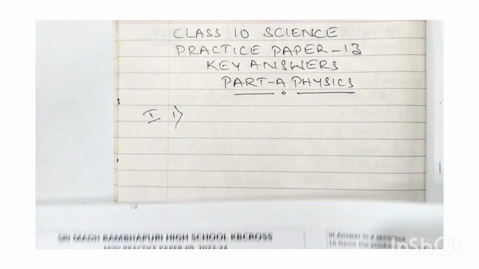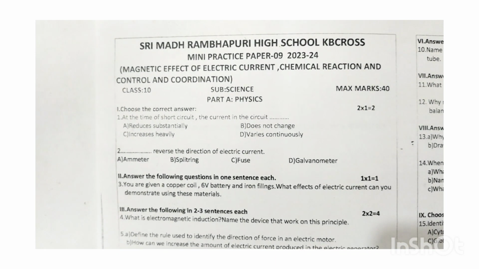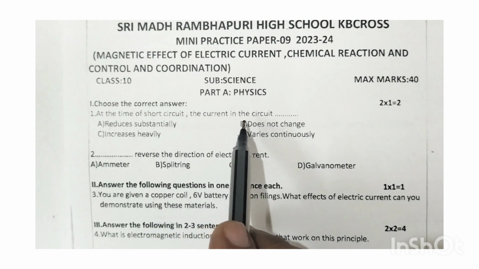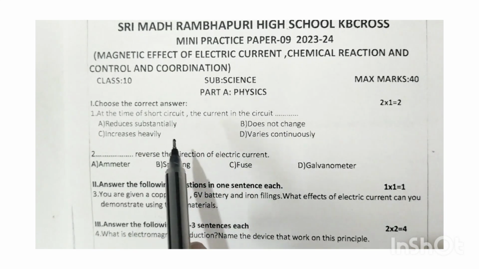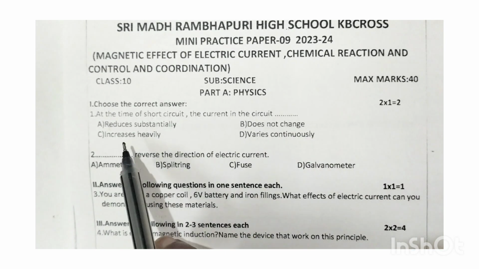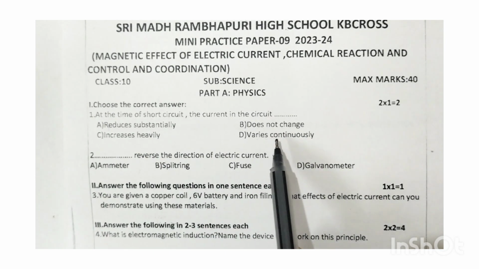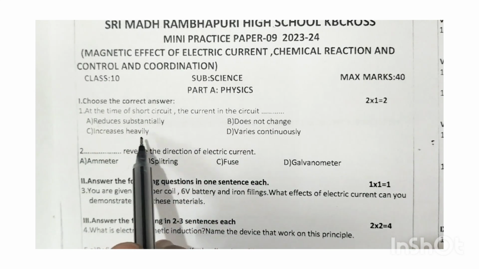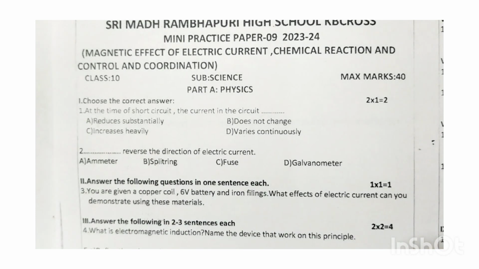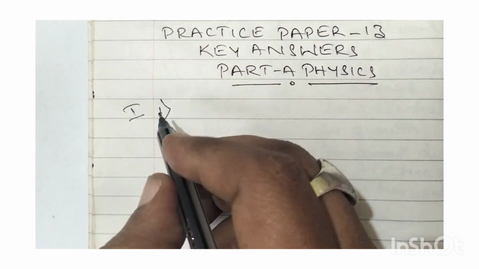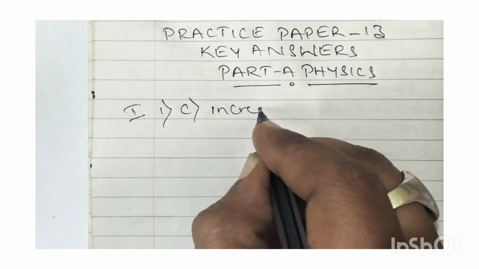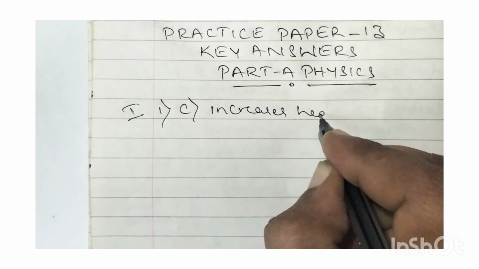The first question of part A physics is: at the time of short circuit, the current in the circuit reduces substantially, does not change, increases heavily, or varies continuously. Among these four options, the right option is option C, increases heavily, which may lead to fire. So the right answer for the first question is option C, increases heavily.